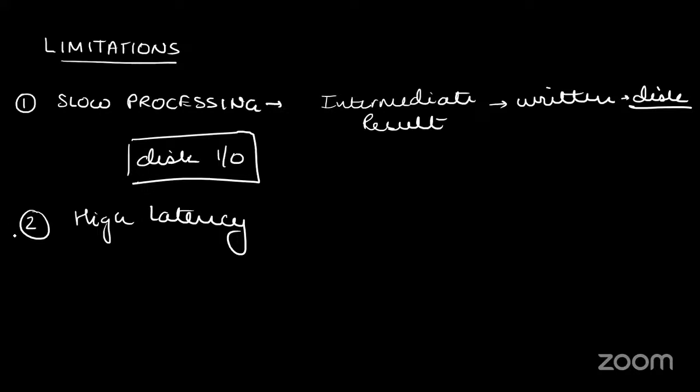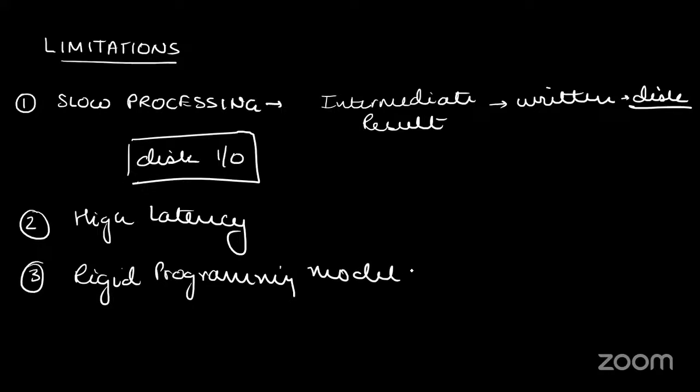Then there was a rigid programming model. So the MapReduce programming model is a very complex model, and it requires developers to write a lot of code. Even for very simple tasks, you have to write a lot of code to work with the MapReduce function. And then obviously there was lack of versatility.